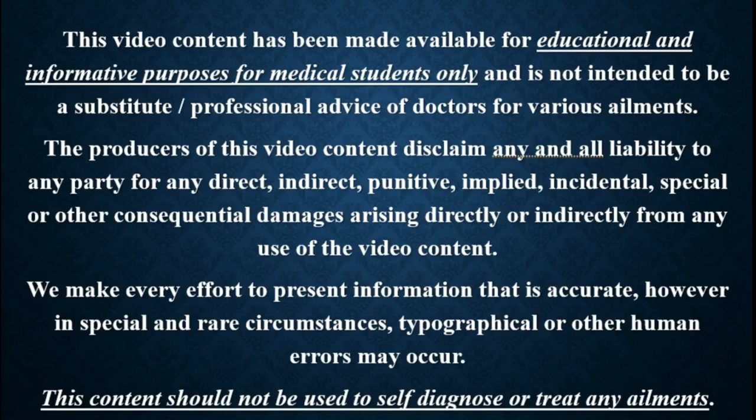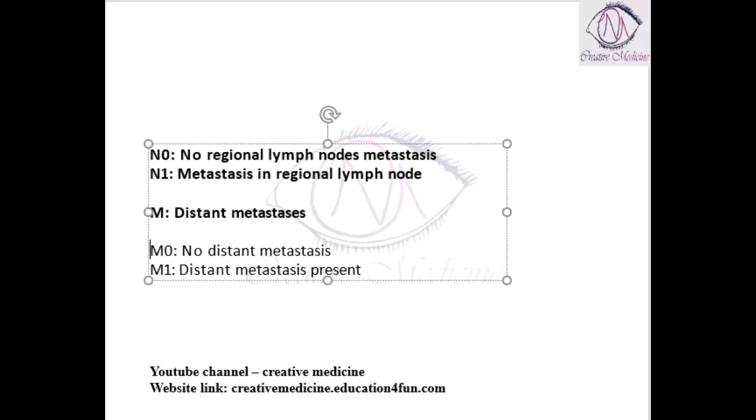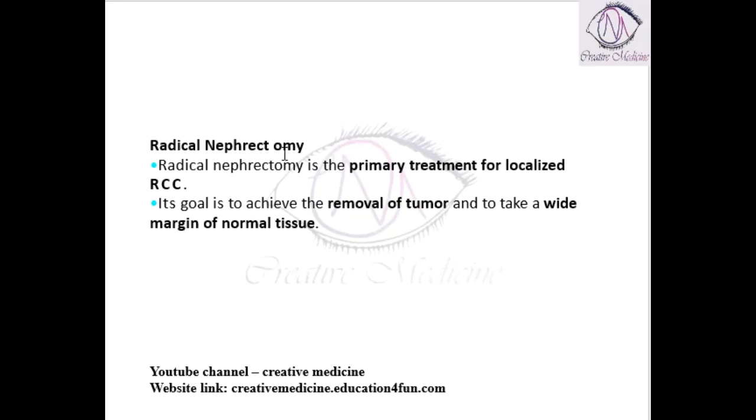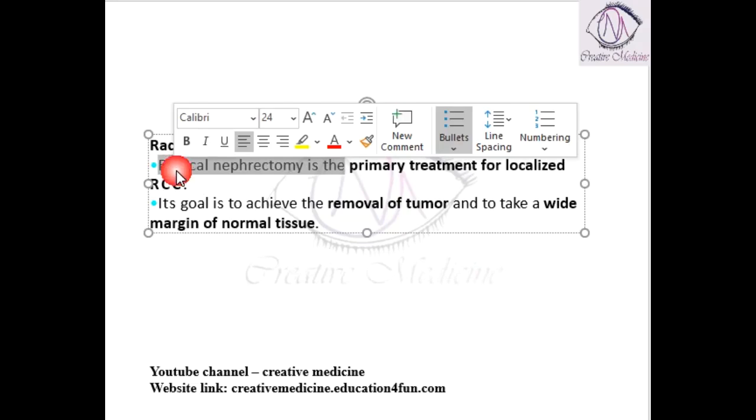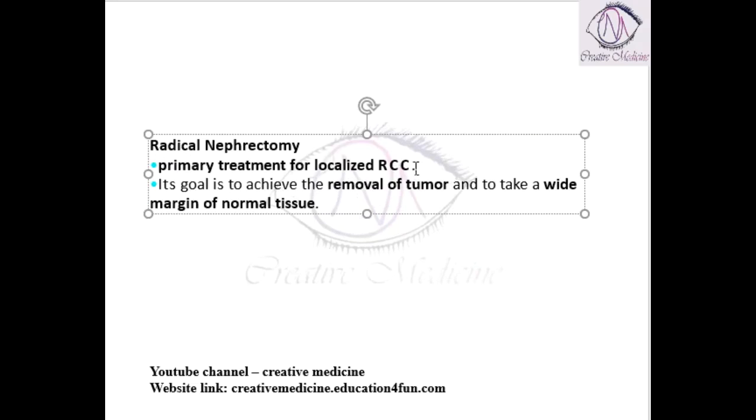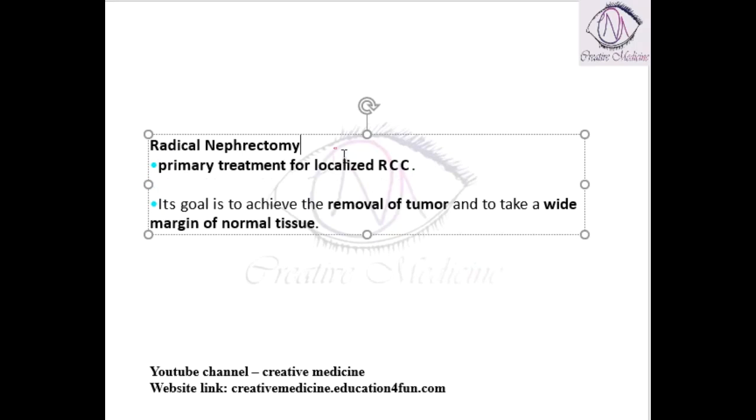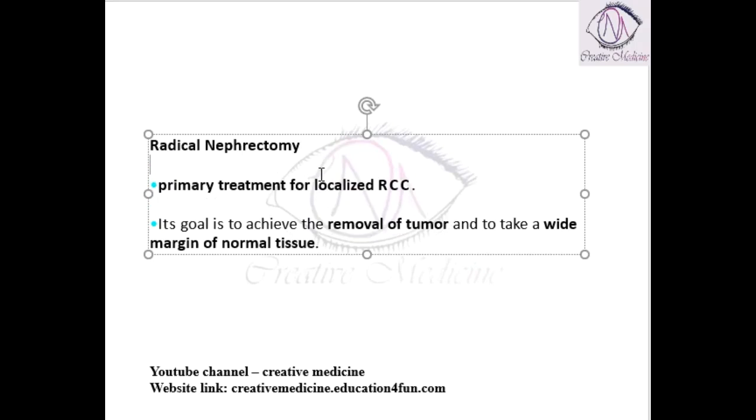In this lecture, we will learn about radical nephrectomy. Radical nephrectomy is the primary treatment given for localized renal cell carcinoma. In radical nephrectomy, what do we do? The main goal of radical nephrectomy is to remove the tumor.